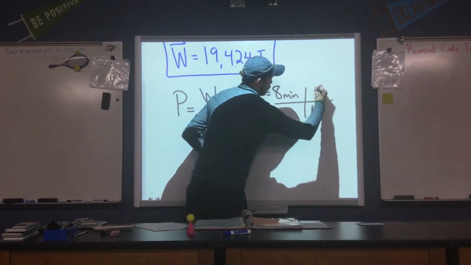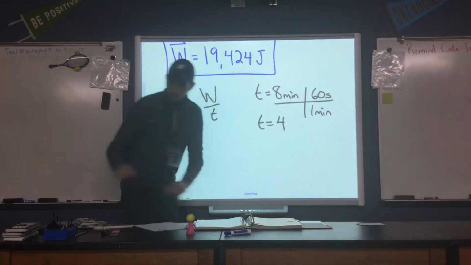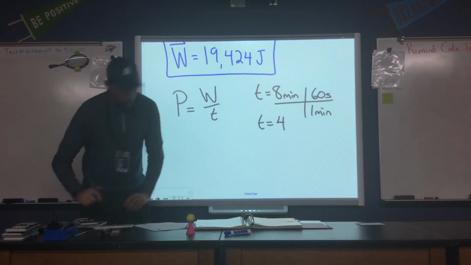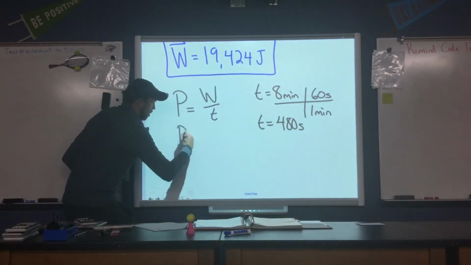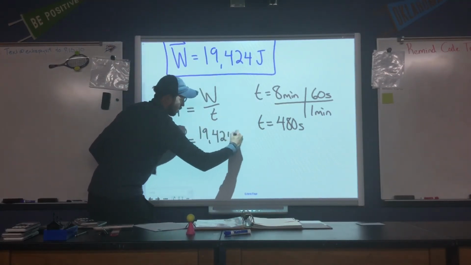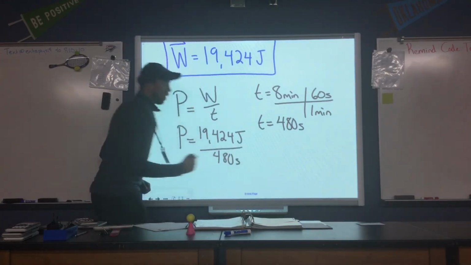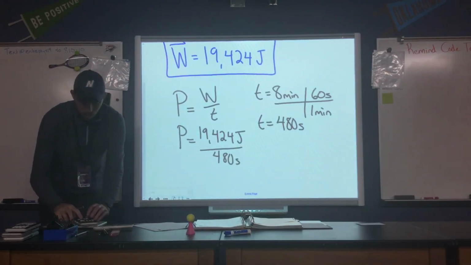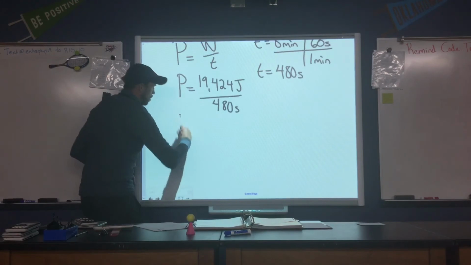1 minute is equivalent to 60 seconds. So 8 multiplied by 60 should be, double check here, 480, just to make sure. So now we'll take our work done, the 19,424 joules that we just found, divided by our time, 480 seconds. So 19,424 over 480, we get about 40.5 watts.